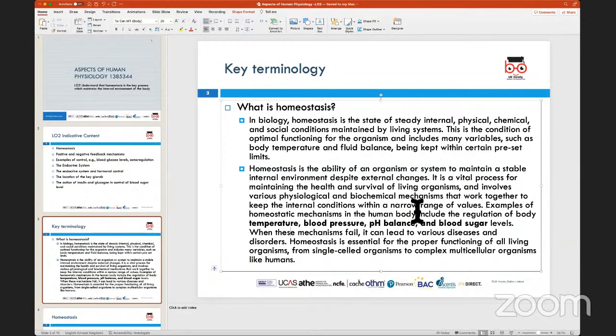So I'll give you an example here, just to understand homeostasis. Now, if your body's temperature rises, a normal human body temperature, what is the normal human body temperature?